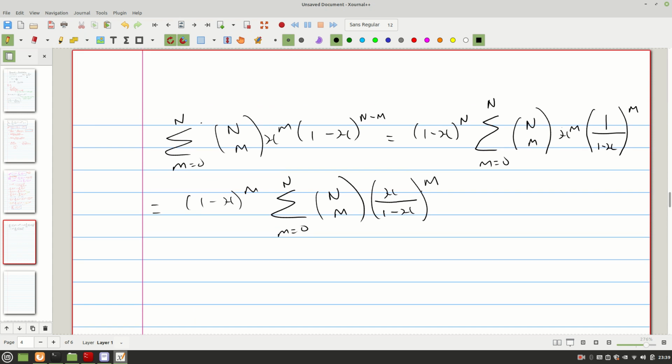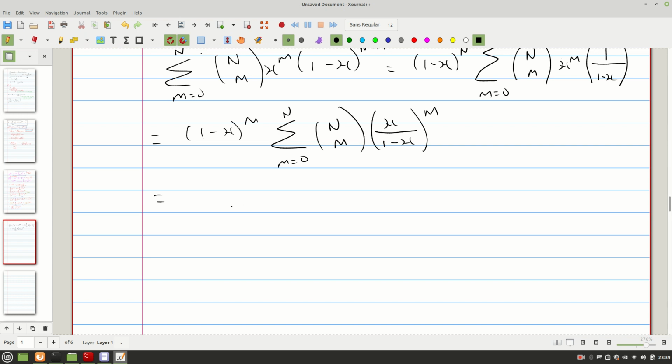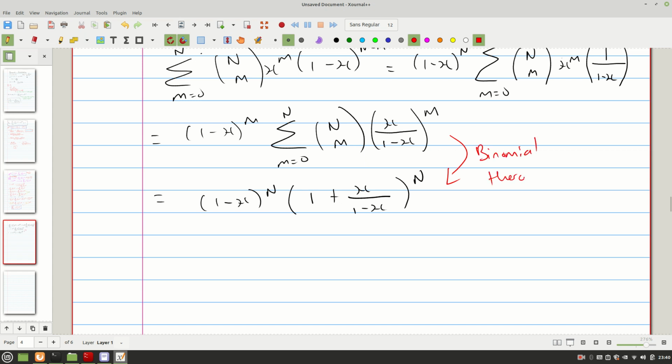So by following through with the binomial theorem, we can write this as 1 minus mu to the n times 1 plus mu over 1 minus mu to the n. And we make this step by using the binomial theorem, just to make things clear. The binomial theorem that we've just proven.